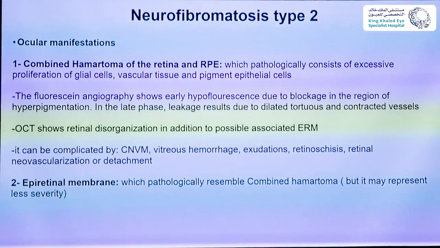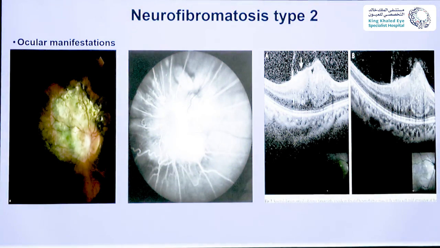Epiretinal membrane pathologically resembles combined hamartoma, but it may just represent a lesser severity. That's why we sometimes have them together. So this is the photography of the combined hamartoma. You can see the disorganization of the retinal layers. You have proliferation of fibroblasts, pigmented cells, and some changes in the vasculature.